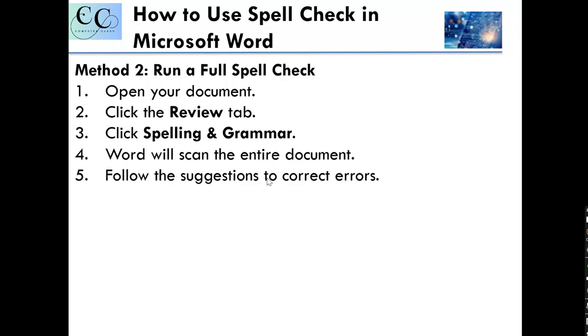The second method is to run a full spell check on your Word document, and I'll show you that. You open your document, then click the Review tab, then click Spelling and Grammar. Once you click it, it automatically scans your entire document, then you follow the suggestions to correct the errors.